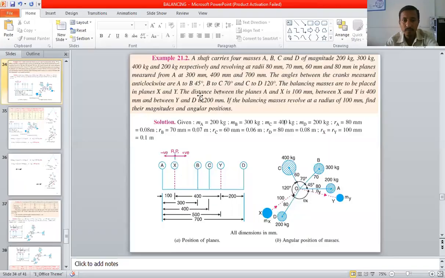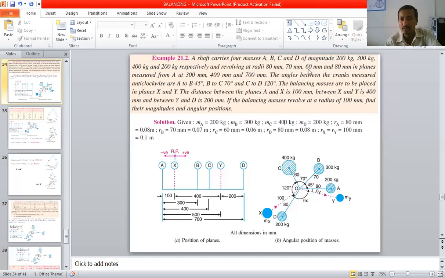Now look, the next problem is: a shaft carries 4 masses A, B, C and D. So how many masses are there here? 4 masses A, B, C and D of magnitude 200 kg, 300 kg, 400 kg and 200 kg. So 4 masses are there. MA is equal to 200, MB is equal to 300, MC is equal to 400 kg, and MD is equal to 200 kg, respectively, and revolving at radii.